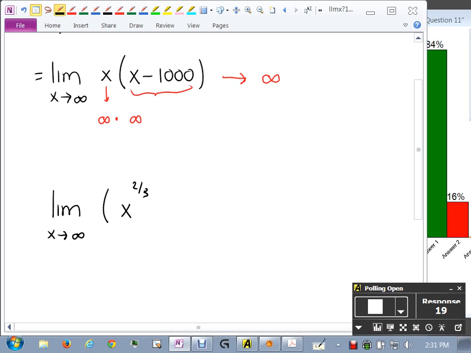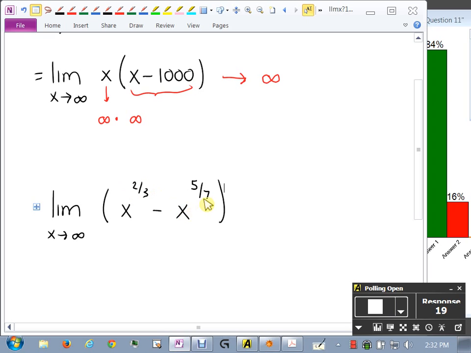X to the 2/3 minus X to the 5/7. What do you think infinity to the 2/3 power is? 2/3 means you take the cube root, right? What's the cube root of infinity? What do you think? Big number, take the cube root of it. Still big number? And then square it. So now it gets bigger, right?